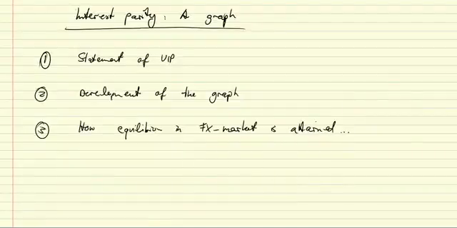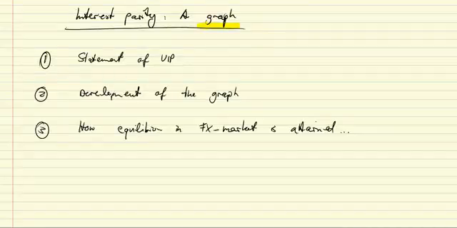So for this clip we'll be discussing again the concept of interest parity, but now in a graph. So we're going to develop a graph that allows us to understand and analyze issues in the foreign exchange market in some more detail. We'll do that in 3 steps.